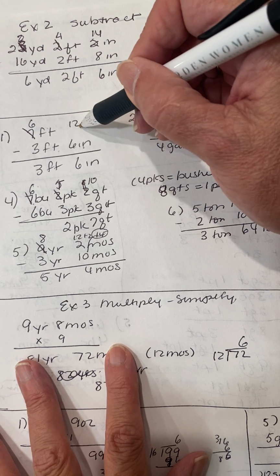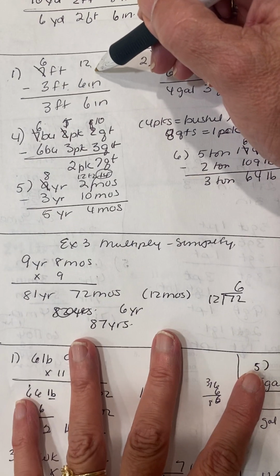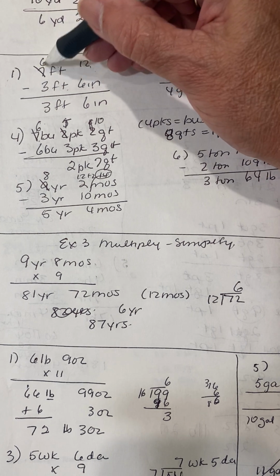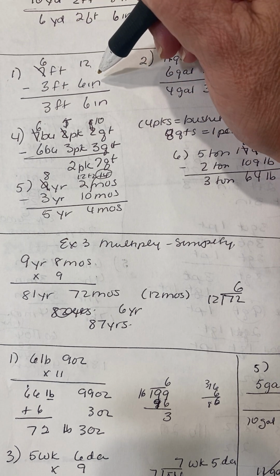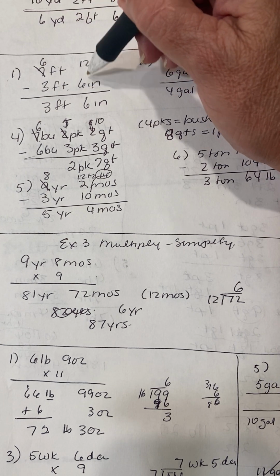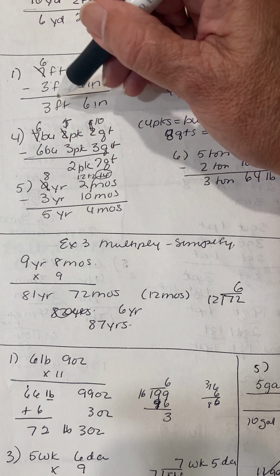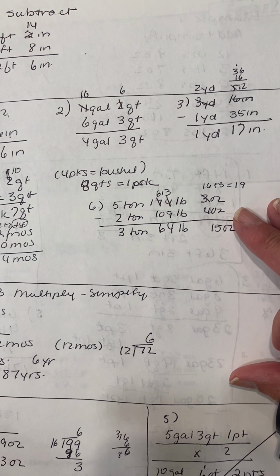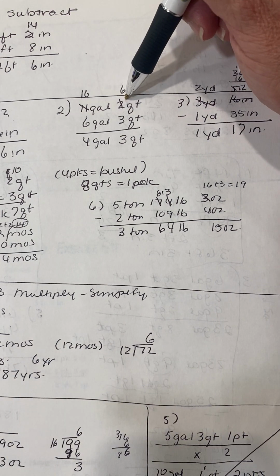So we can't take 6 from 0, can we? So we have to borrow 12 inches from this and make this 6 feet, and this is 12 inches. Now we say 12 minus 6 is 6. 6 minus 3 is 3 feet. Pretty easy one. Let's do the next one, which is 11 gallons and 2 quarts.